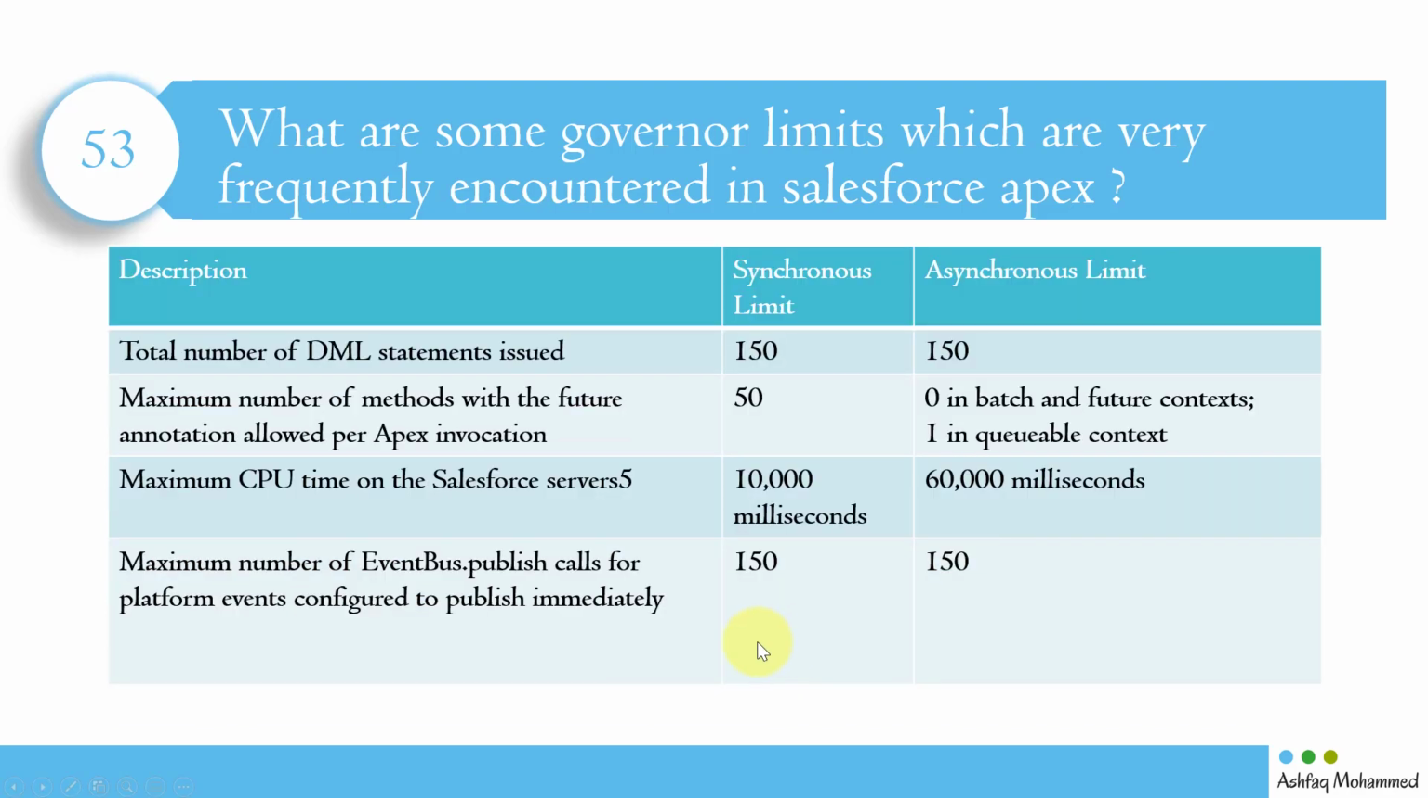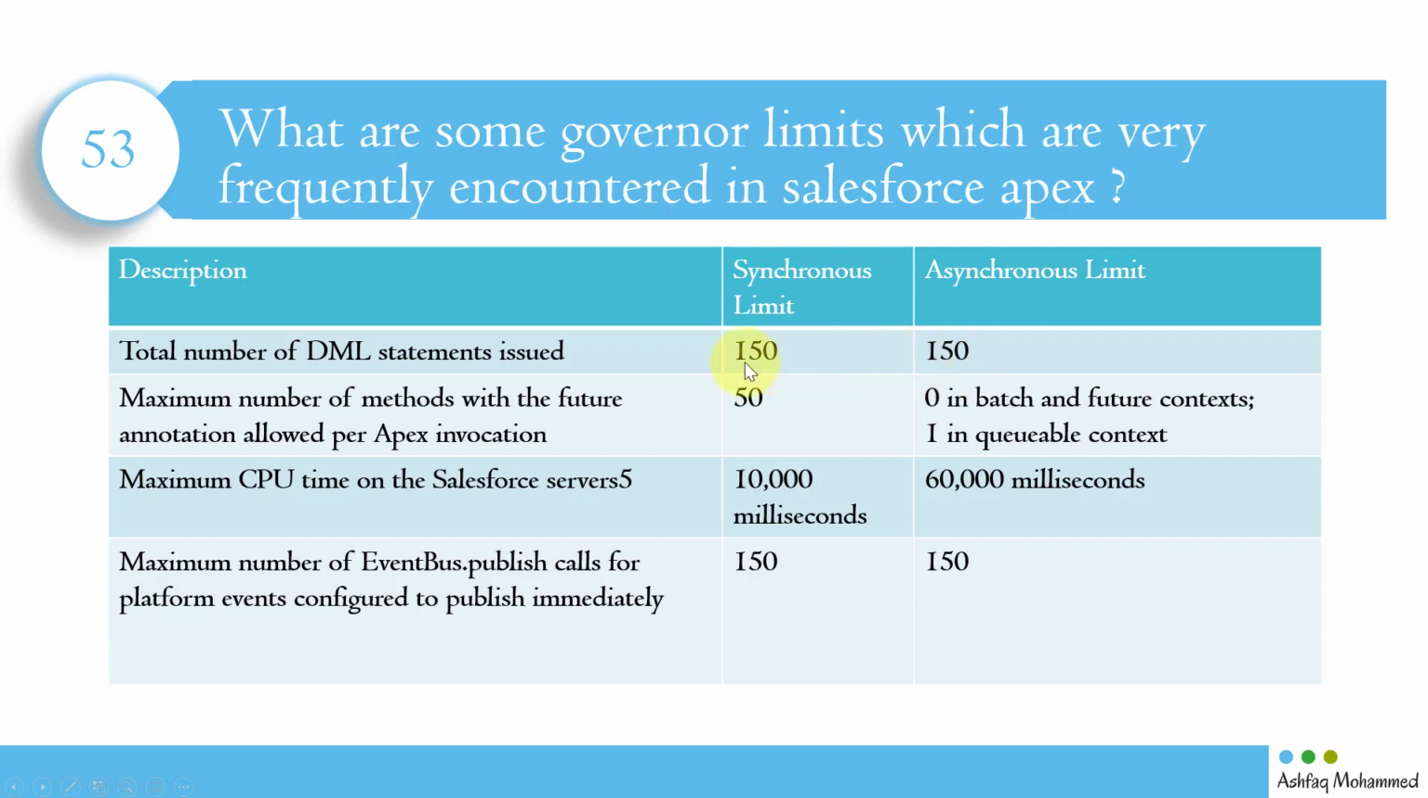So the next question is the same question, but a continuation: the total number of DML statements issued. DMLs are nothing but update, insert, and delete. So how many DML operations can we issue? We can issue 150 DMLs, in synchronous 150 as well as in asynchronous 150.